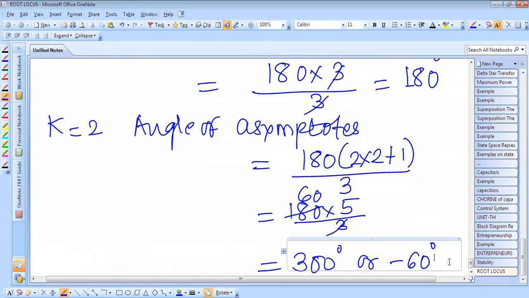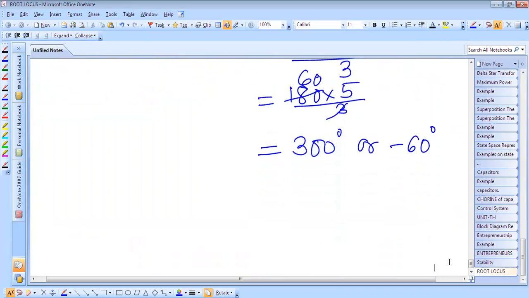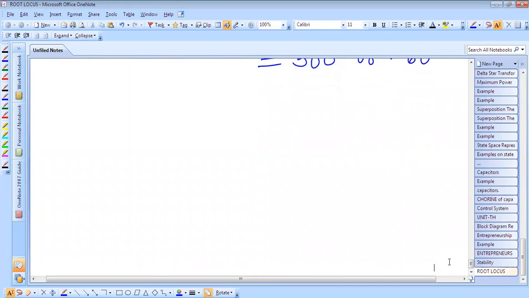Okay, so these are the angles of asymptotes that will be required while drawing the root locus. So there are 3 asymptotes. One having the angle of 180 degrees is on the negative real axis.